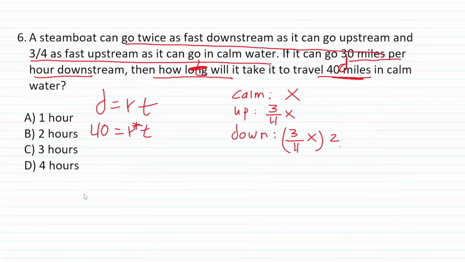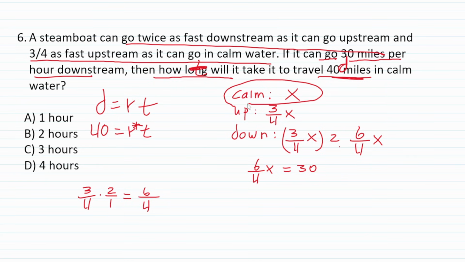And let's work this out. And I'm going to do this over here. We have 3/4 times 2. Place this over 1. Multiply straight across. This is 3 times 2 or 6. 4 times 1 is 4. So in other words, it can go 6/4 x downstream. All right, let's go back here for a second. It can go 30 miles per hour downstream. So this 6/4 x is equal to 30 miles per hour. That said, if we solve this for x, what will we have? We will have its rate in calm water. So let's solve this little equation for x.